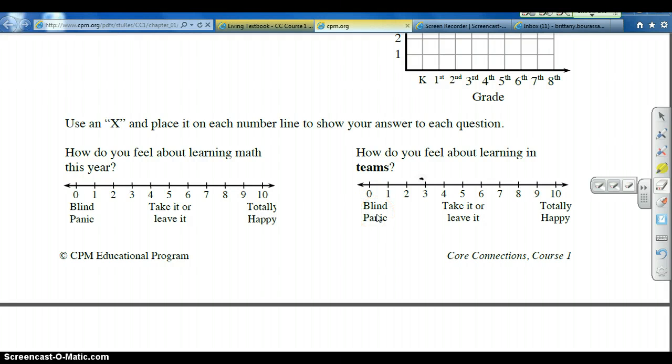Then moving over here, it says, how do you feel about learning in teams? We will be working in teams quite often. So it is asking you, are you in a blind panic? Take it or leave it, totally happy, or somewhere in between those two. Take some time to place those X's now.